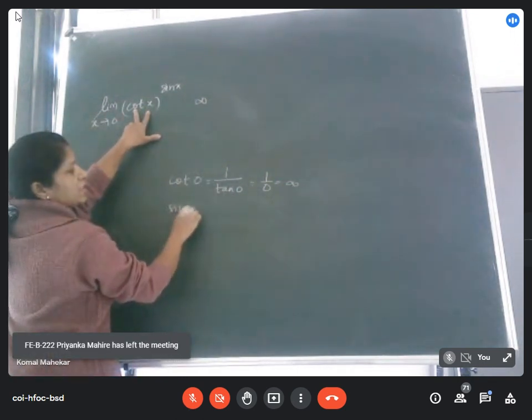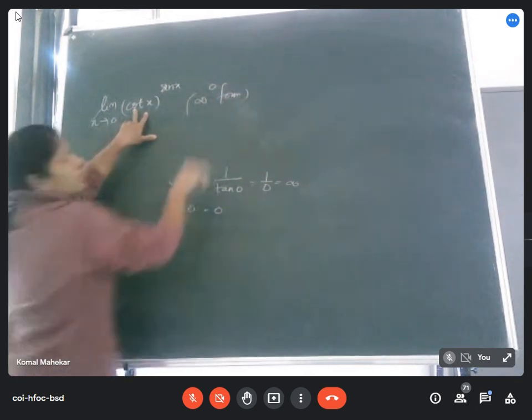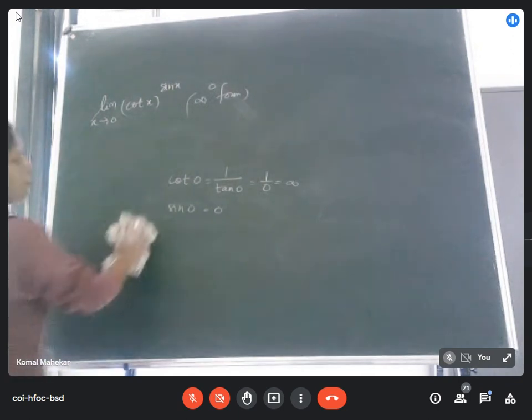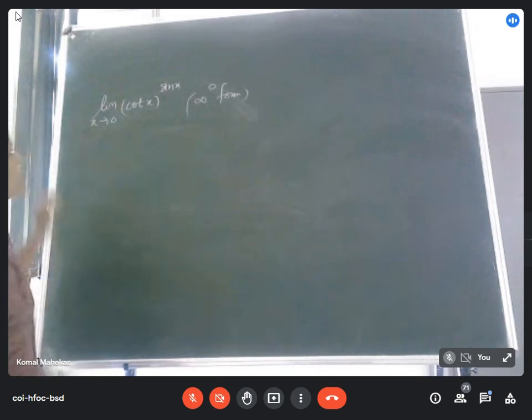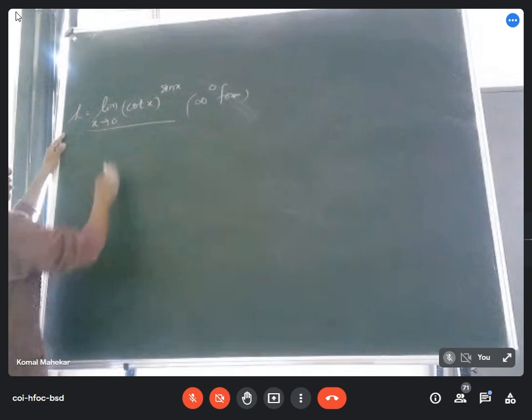And what about sin 0? Sin 0 is 0. So this is infinity raised to 0 form. So the given problem is in infinity raised to 0 form. So how to solve this? Similar to the 0 raised to 0 form, let L be equal to the given limit of this function.